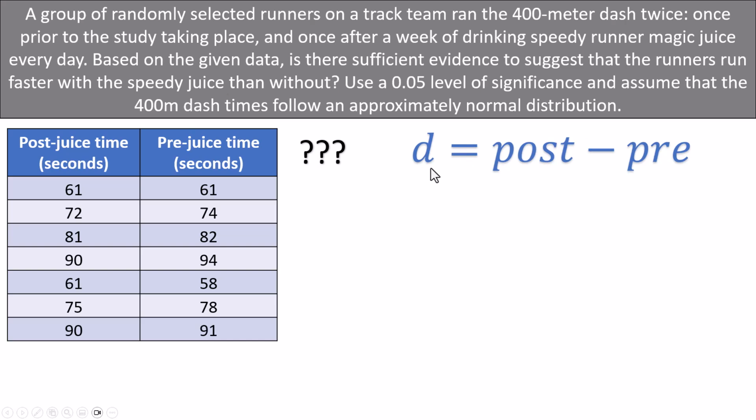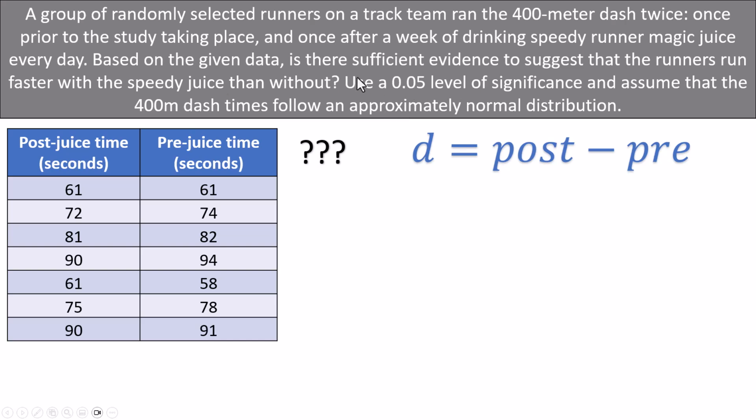Okay, so the problem does tell us here that we should have the difference as being post minus pre. So really what that is doing is saying how have the times changed after they've taken the juice compared to before, right? And since these are times in seconds, if we have a negative number, that's actually going to represent an improvement, right? So if this second person ran 2 seconds faster, when I take the post time and subtract the pre time, I'm actually going to get -2, right? So negative numbers here are going to represent faster times.